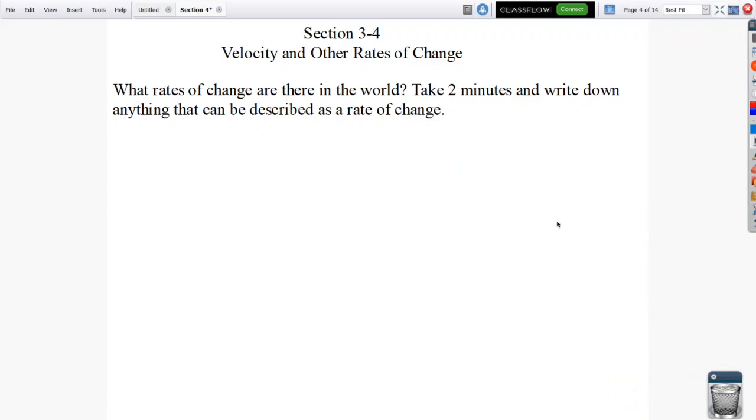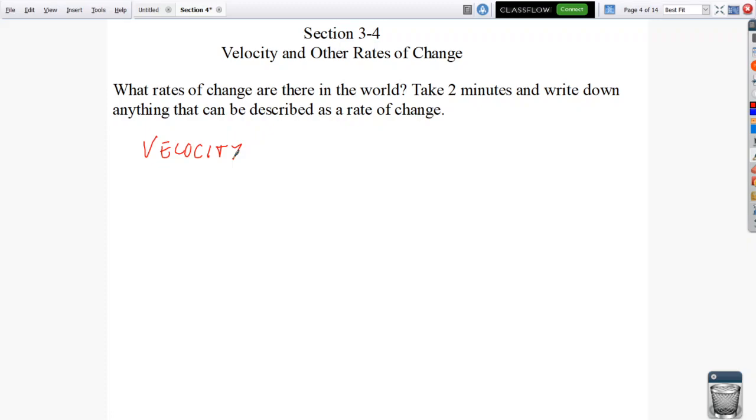Originally, I didn't really want people to know that velocity was part of the section name, because the first activity that I had people doing in this class was listing rates of change. And one of the rates of change that I wanted people to get out there was velocity. Velocity is a rate of change. We have a bunch of other rates of change.